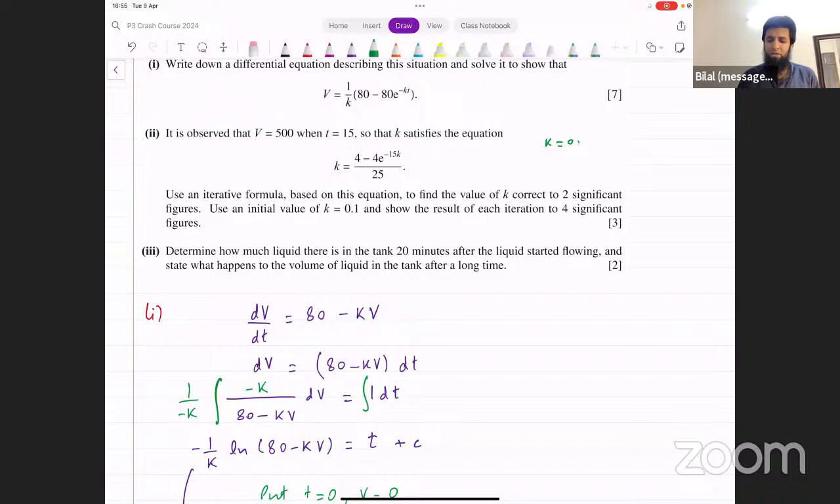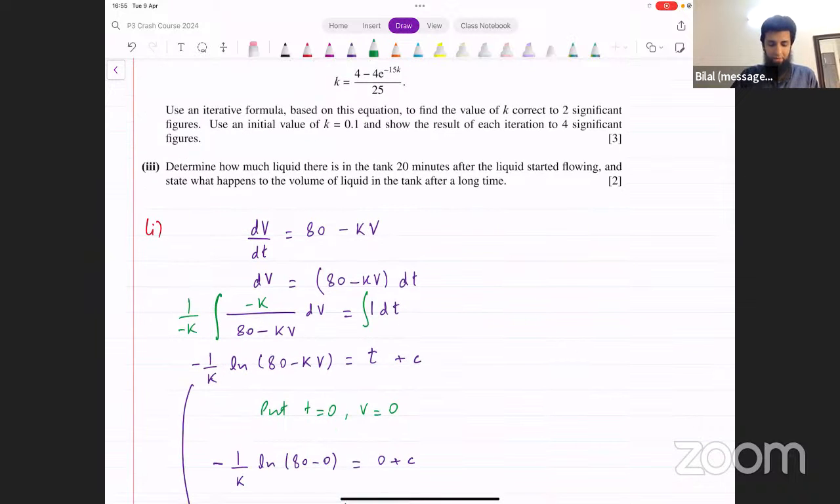The initial value is going to be 0.1. Put this function on your calculator. Save this in the answer button. Just keep pressing the equal button again and again, and you'll get the result. But we'll discuss this after the break when we do iteration. The second part is iteration, and it's a simple application of that. So that's not a problem. We will discuss that concept after the break.